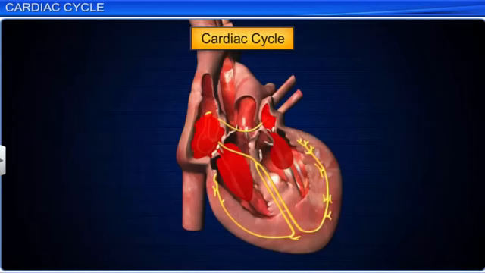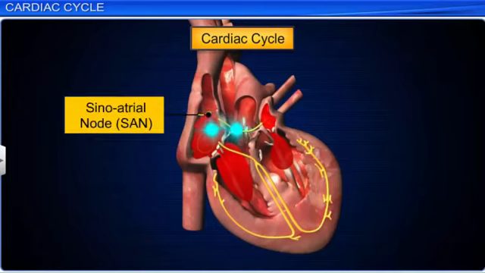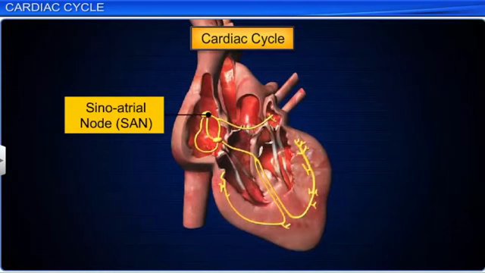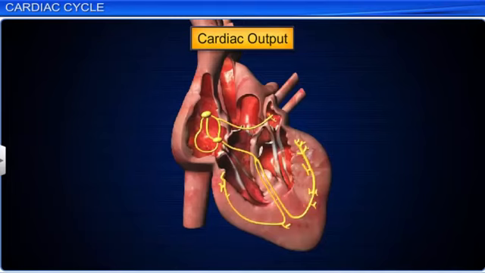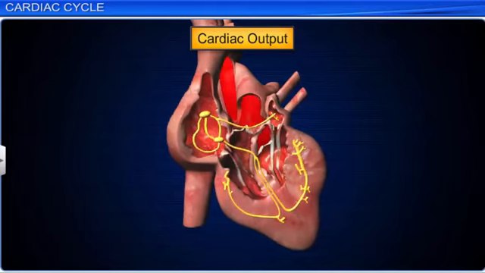Now the four chambers are once again in a relaxed state, or joint diastole. This sequence of events is repeated again as the SAN generates another action potential, resulting in the cardiac cycle. Cardiac output, or efficiency of the heart, is calculated using the volume of blood pumped by each ventricle per minute.